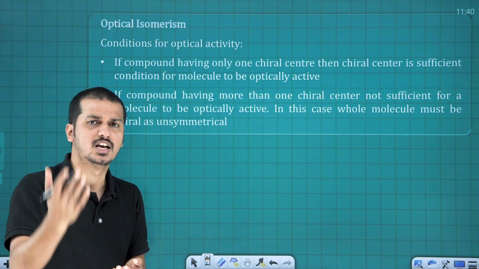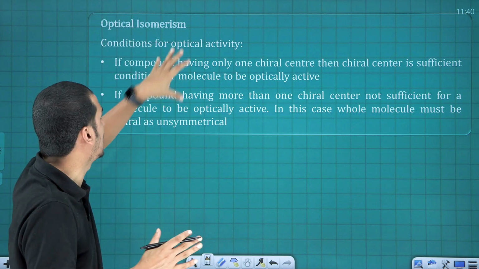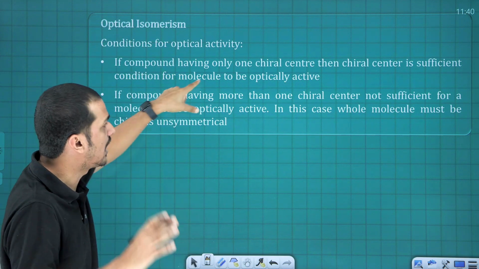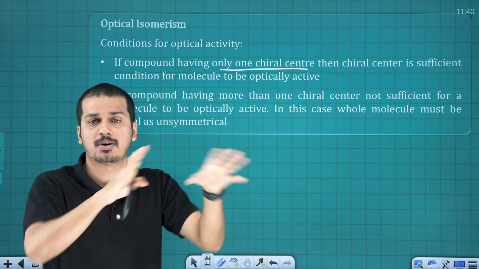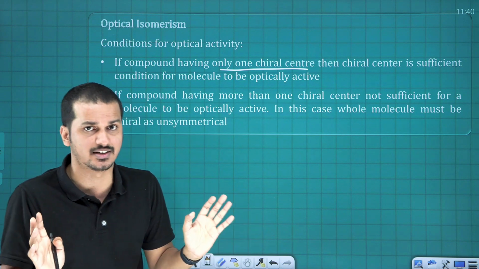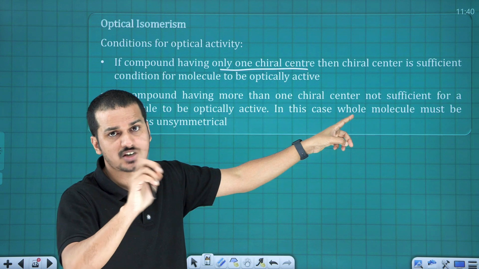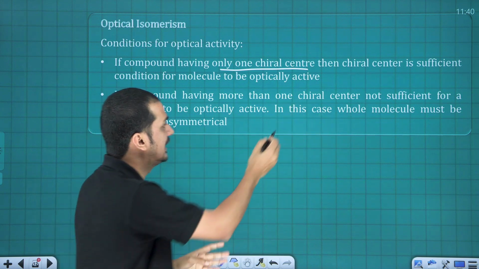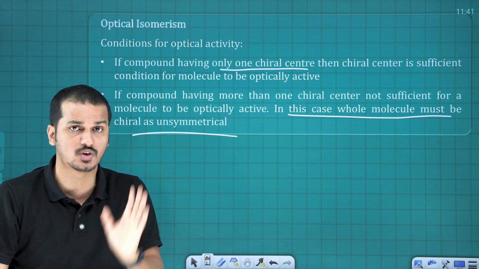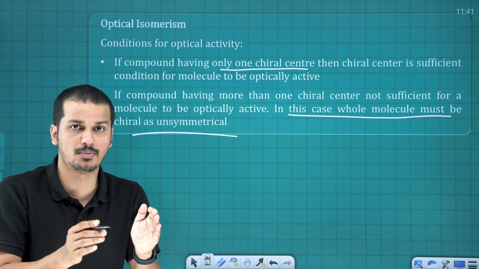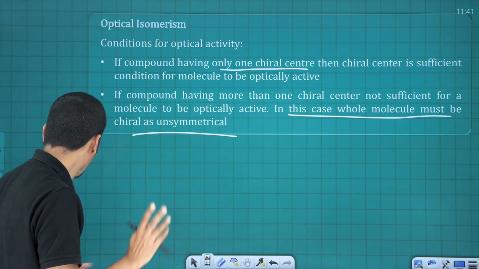Next is optical isomerism, related to many ideas you learned elsewhere; we also discussed it already in haloalkanes. So what is the condition for optical activity? A compound having only one chiral center is optically active. Chiral center means that around the carbon all 4 groups are different. You remember? If a compound has more than one chiral center, that is not sufficient for optical activity. In that case, the whole molecule must be unsymmetrical, because meso compounds are also possible. In meso compounds, because of internal compensation within the same molecule, the optical activity is 0. That also you learned, so you have to focus on that.